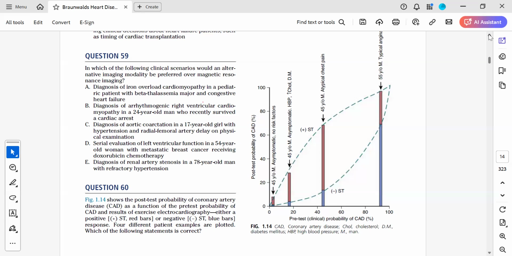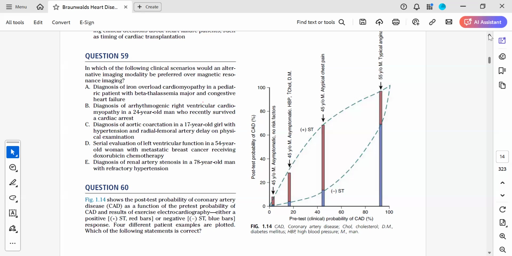It has also found a place in patients with renal artery stenosis. So the correct option for this is option D, serial evaluation of left ventricular function in a 54-year-old woman with metastatic breast cancer receiving doxorubicin. So that's it for question 59. We'll move on to question 60.